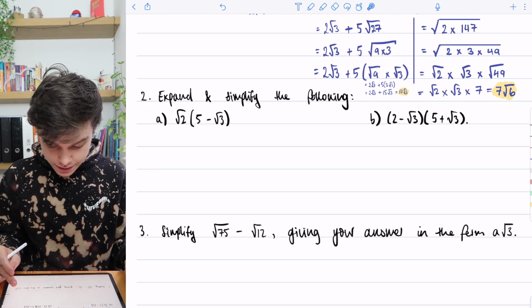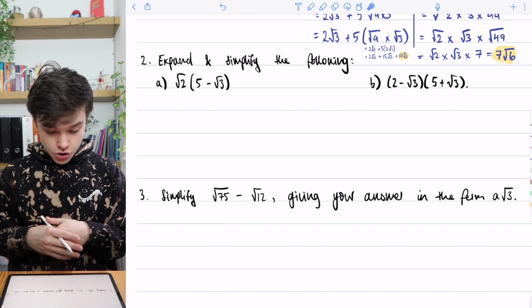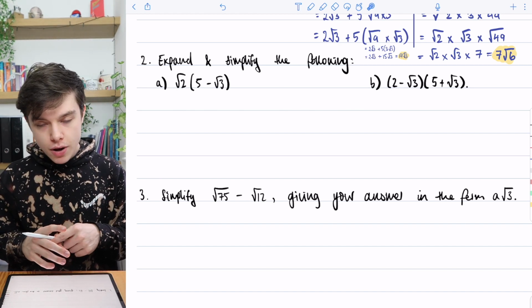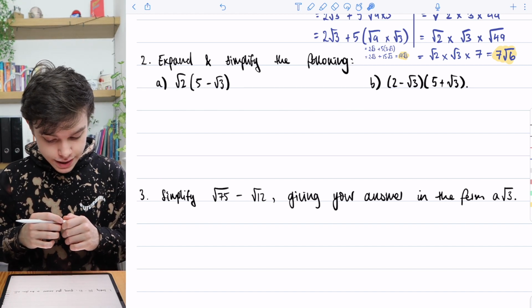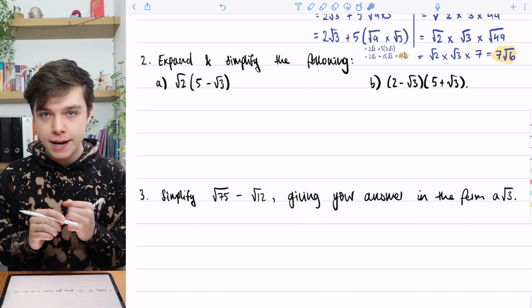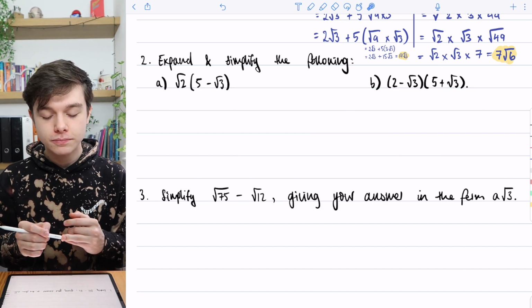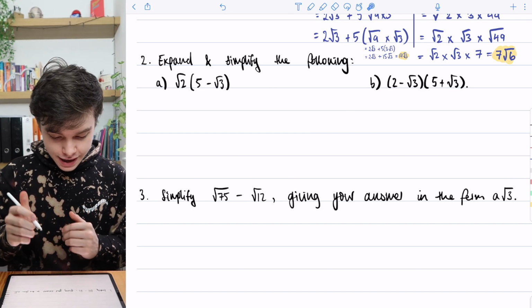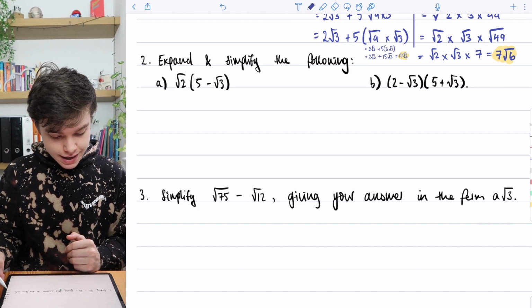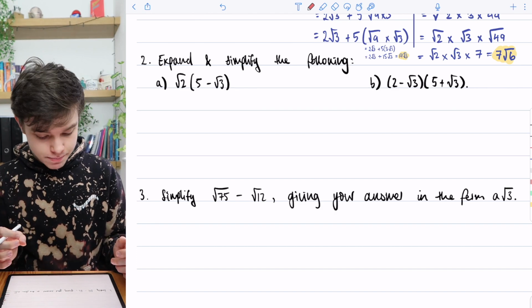Okay, right, let's have a look at question 2 and question 3. Press pause and have a go if you want to. These are expanding the brackets. You should know how to expand brackets, and then we need to simplify our answers. Hopefully you had a go at that. If you did, let's work through the answers. So all we need to do is expand and then simplify.